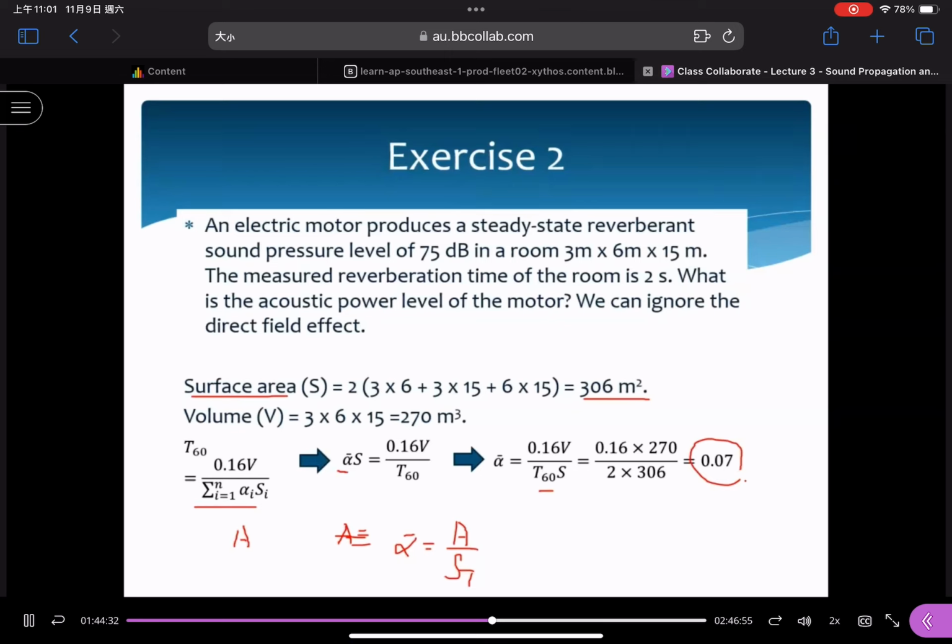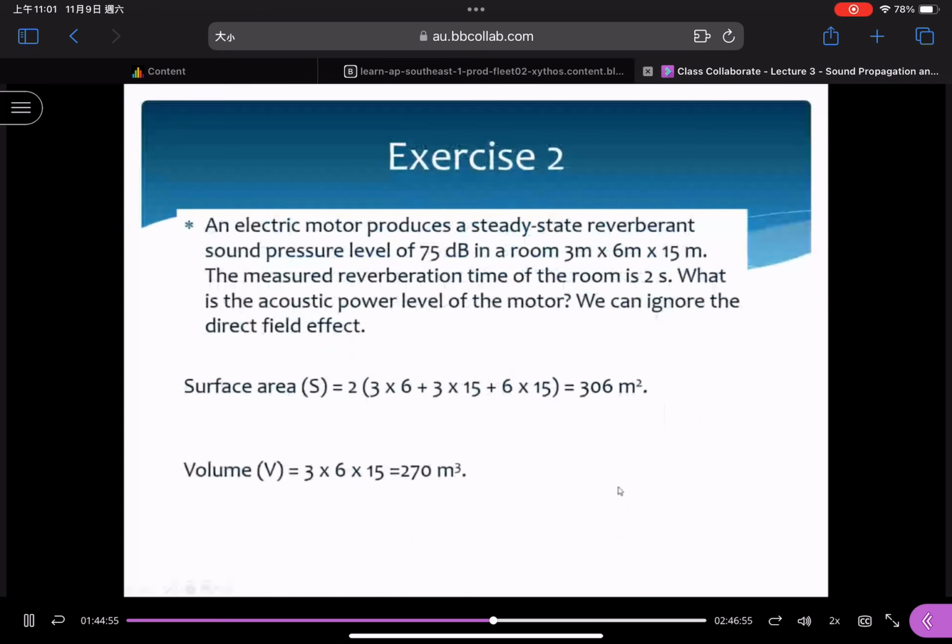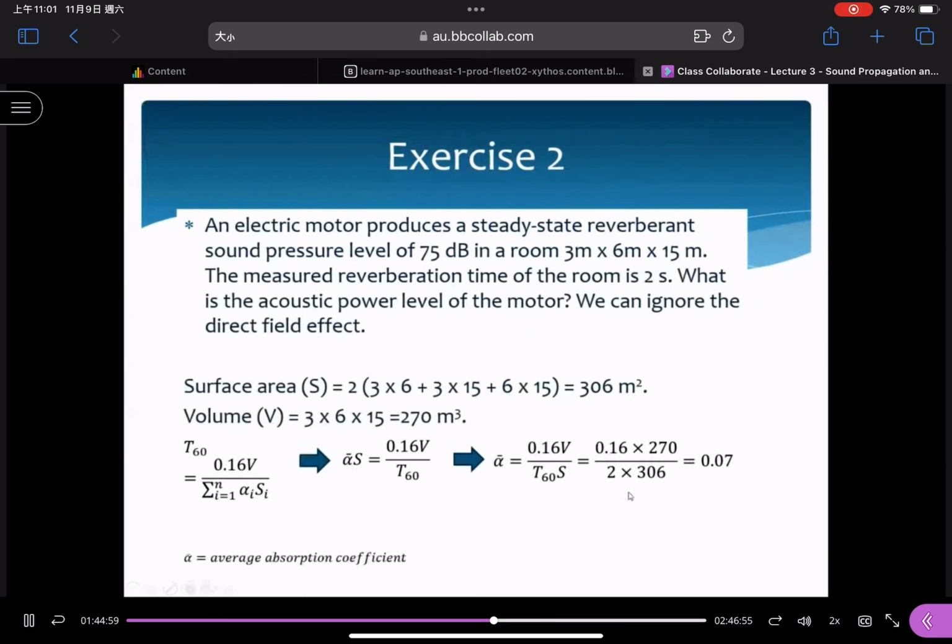Okay, when you refer to this figure, is this room highly reflective or highly absorptive? Highly reflective, okay, because it is closer to 0. Alpha with a bar here at the top is the average absorption coefficient. So in this case it is equal to 0.06.